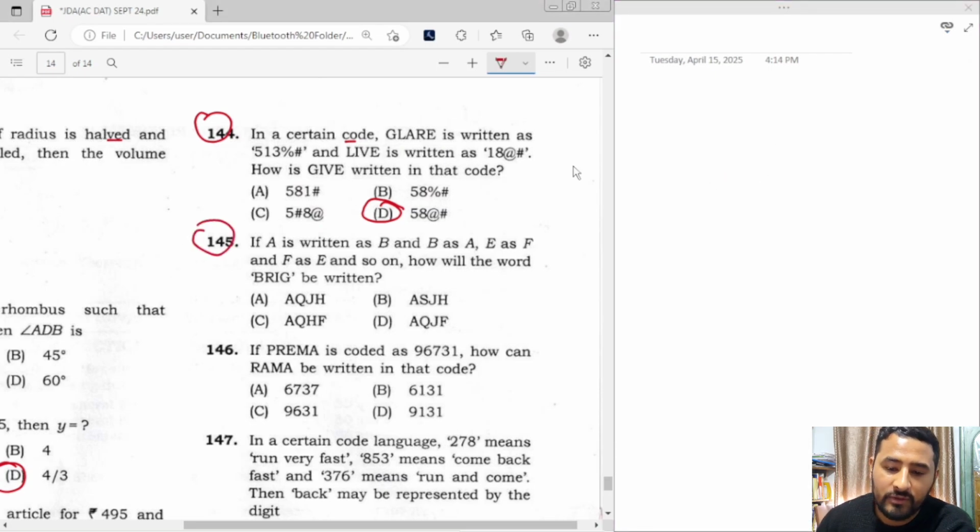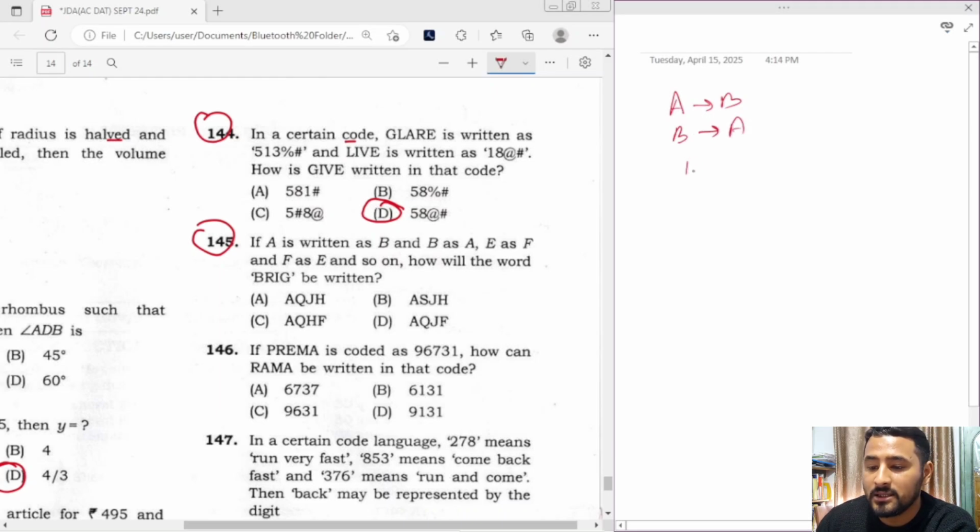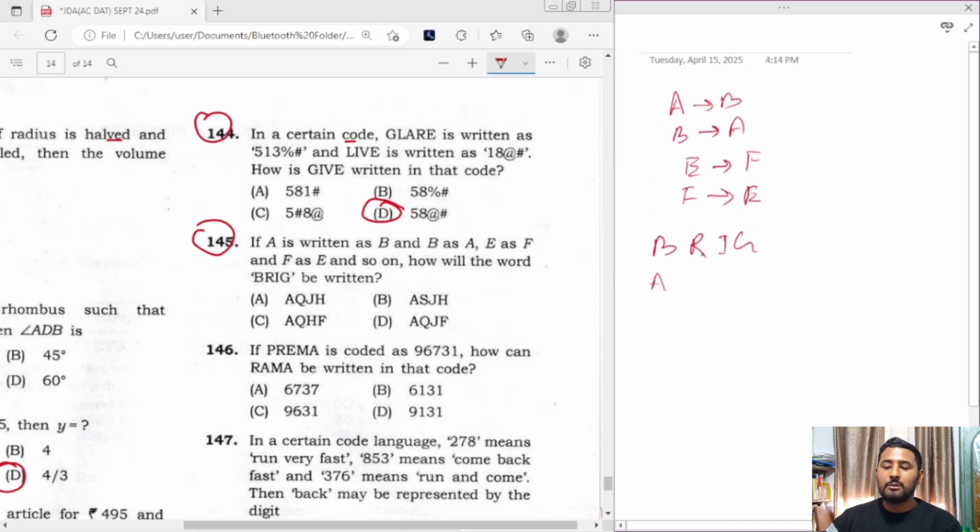Let's go to 145. A is written as B, B is written as A, E is written as F, and F is written as E, and so on. How will the word BREAK be written? Very easy. See, B is A, so B is A, right? R will be what? R can be written as S, S can be written as R, right?